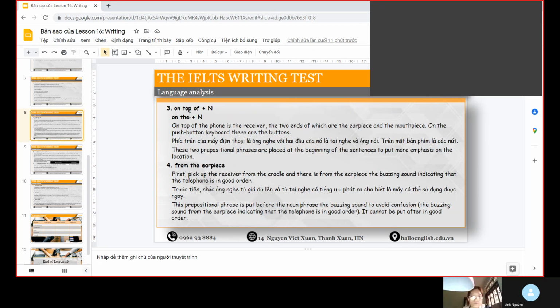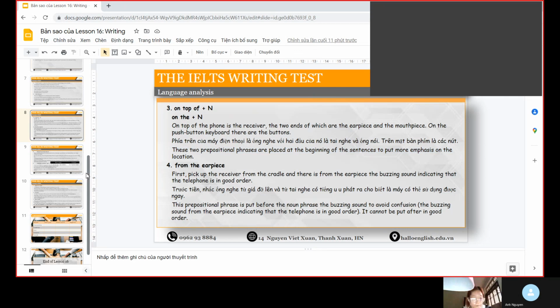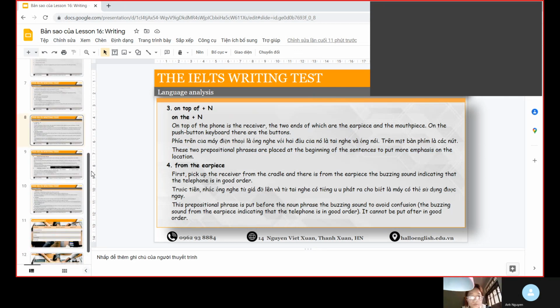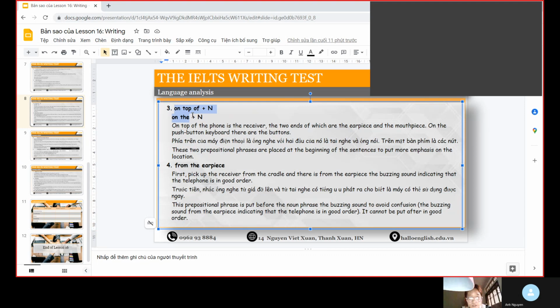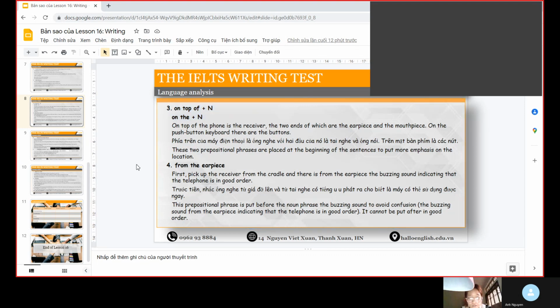Okay, next, on top of something or on the with a noun. On top of the phone is the receiver, the two ends of which are the earpiece and the mouthpiece. On the push-button keyboard, there are the buttons. These two prepositional phrases are placed at the beginning of the sentence to put more emphasis on the location. I think these two phrases are familiar to you, so I will not explain them further.